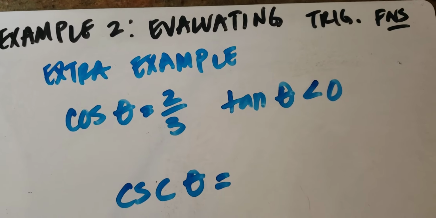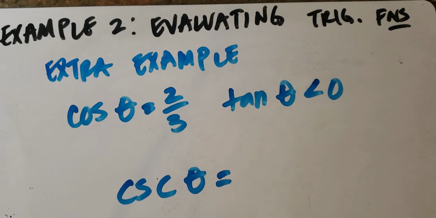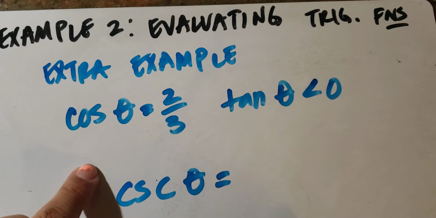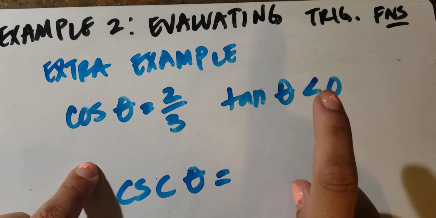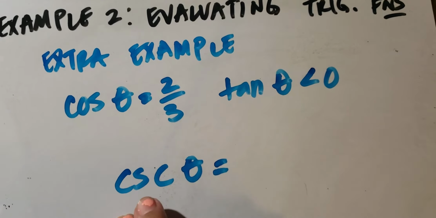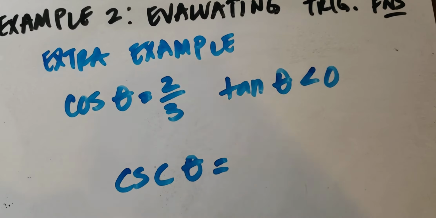All right, awesome. Let's do one more together. All right, so for this extra example, they actually made it simple for us. So we are given that cosine of theta equals 2 over 3 and tangent of theta is less than 0. So we are going to find cosecant of theta, okay?